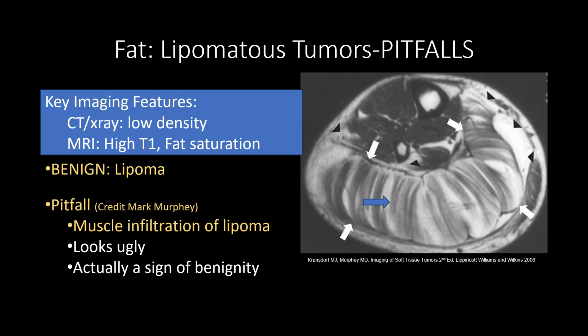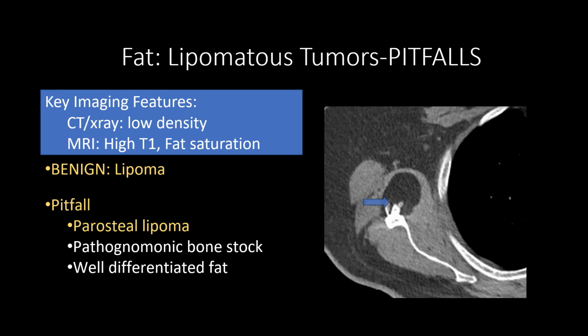So let's talk about pitfalls. This is a crazy case. I stole this from Mark Kransdorf's book. This is muscle infiltration of a lipoma, where you see all of that fat interwoven in the fibers of the muscle. This is actually a sign of a benign lesion. This is a lipoma. If you can convince yourself it's infiltrating the muscle, it's benign. And that kind of blew my mind when I heard the lecture talking about that. But I think that's a good thing to remember. It'll save us some headache.